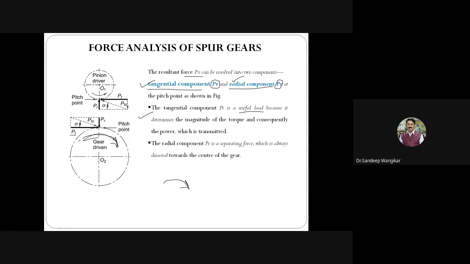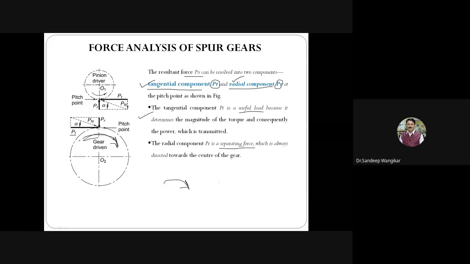Now the radial component. The radial component is acting toward the center. For the gear, it is acting toward the center of the gear. For the pinion, it is acting toward the center of the pinion. It is always acting toward the center, and it is also called the separating force. It will try to separate the two gears.